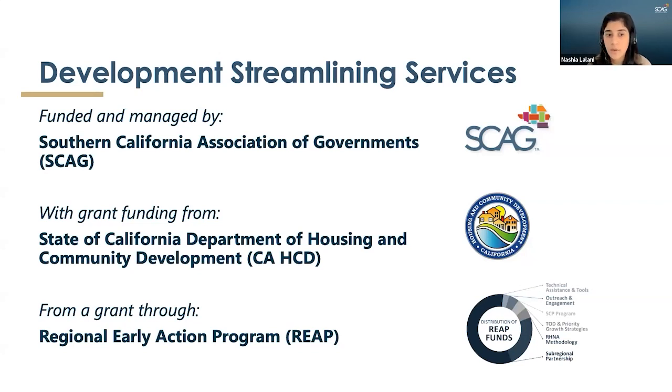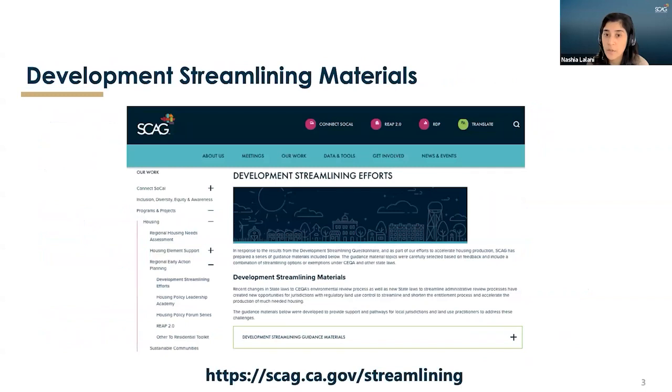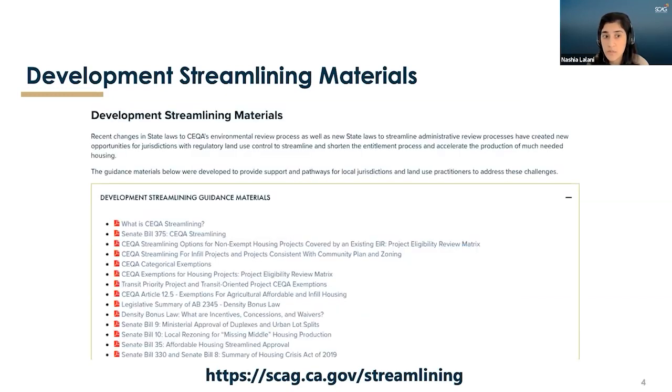Some of you that have joined us today may have participated in the initial phases of this project, which included a survey that we deployed early last year to understand what stakeholders like yourself were really looking for in terms of development streamlining and exemption tools. Out of that survey, we prepared a series of guidance materials that some of you may have viewed on our website. It's currently live, so you can go to this URL and you'll see the development streamlining materials and PDFs that we have produced to date.